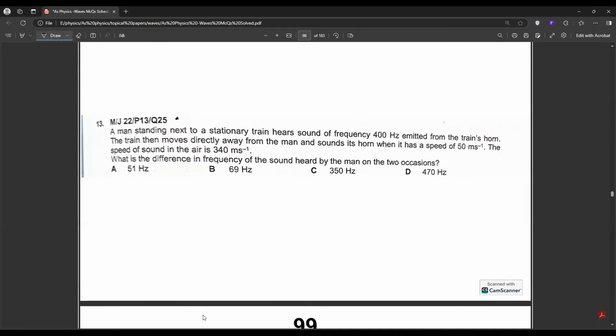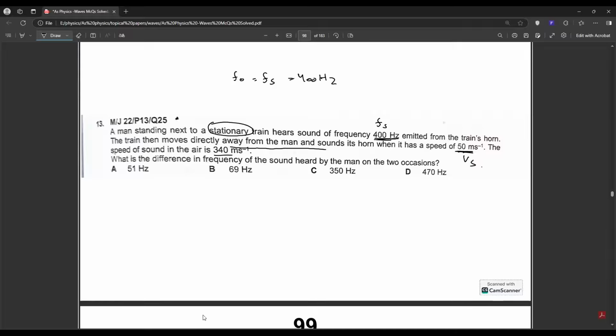Okay, let's see this as well. A man standing next to a stationary train hears a sound of frequency 400 hertz. So this is the frequency of sound Fs emitted from the train's horn. The train then moves directly away from the man, and the sound is its horn. The train is moving at a speed of this. The speed of sound is this. What is the difference in the frequency of the sound heard by the man on two occasions? So when the train is stationary, the frequency observed will be the frequency of the sound, that is 400 hertz.